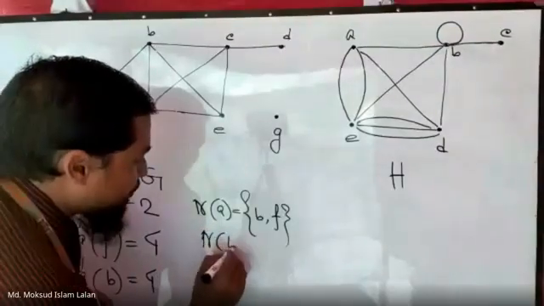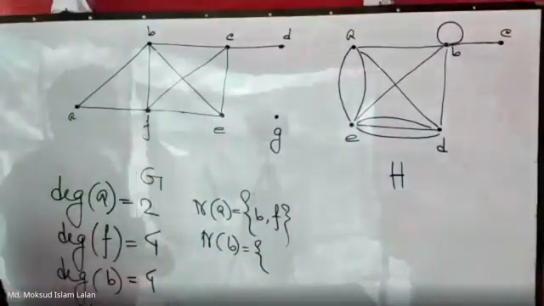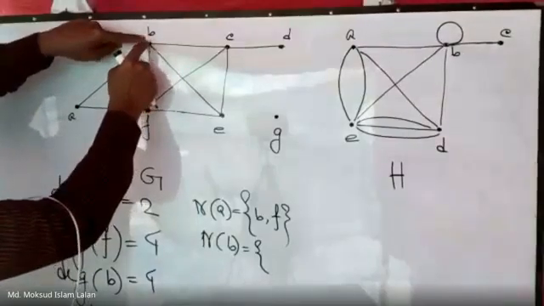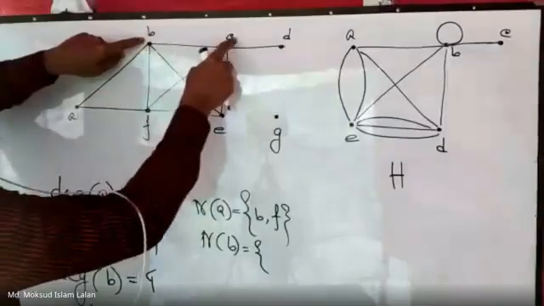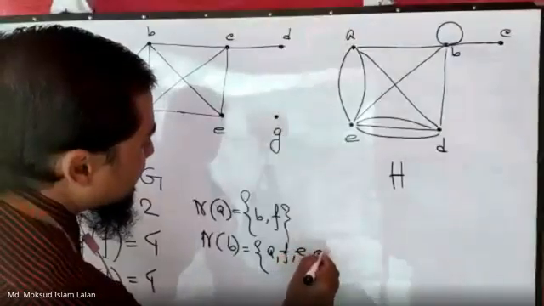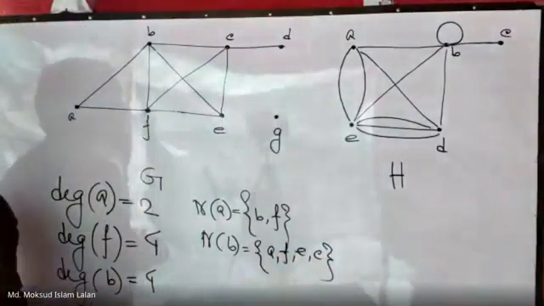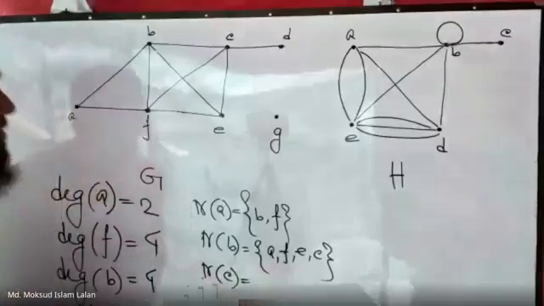Neighbor of B equals to what? What will be the neighbor of B? A, F, C, E. Neighbor of B means the A vertex, F vertex, E vertex, and C vertex. So A, F, E, and C. Are you agree with me? Yes, sir. So can you find out the rest?